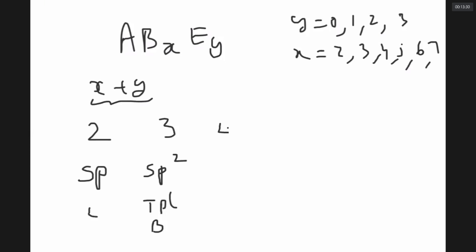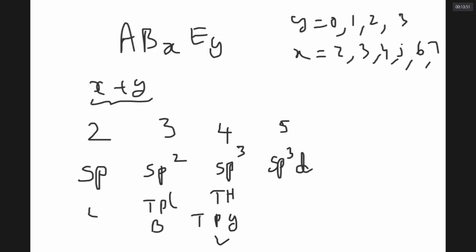If the X plus Y value is 4, it is sp3. sp3 is tetrahedral if there are no lone pairs. If there is one lone pair, it is trigonal pyramid. If there are 2 lone pairs, it is V shape. If X plus Y is 5, hybridized state is sp3d. It is trigonal bipyramid if there are no lone pairs, seesaw if there is one lone pair, T-shape if there are 2 lone pairs, and linear if it has 3 lone pairs.